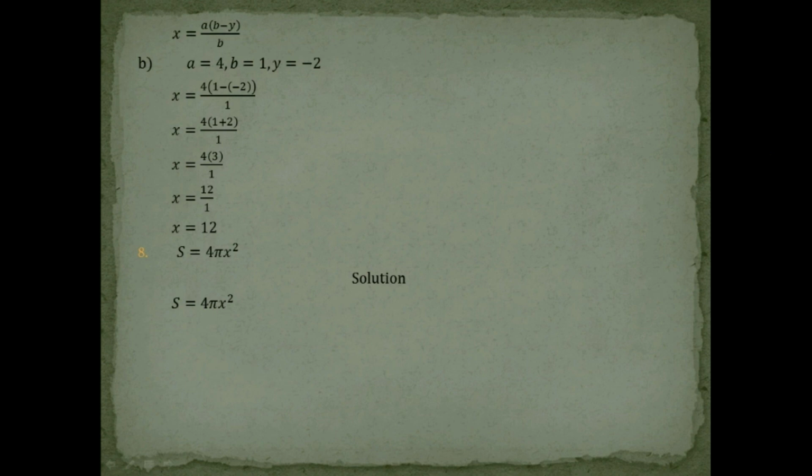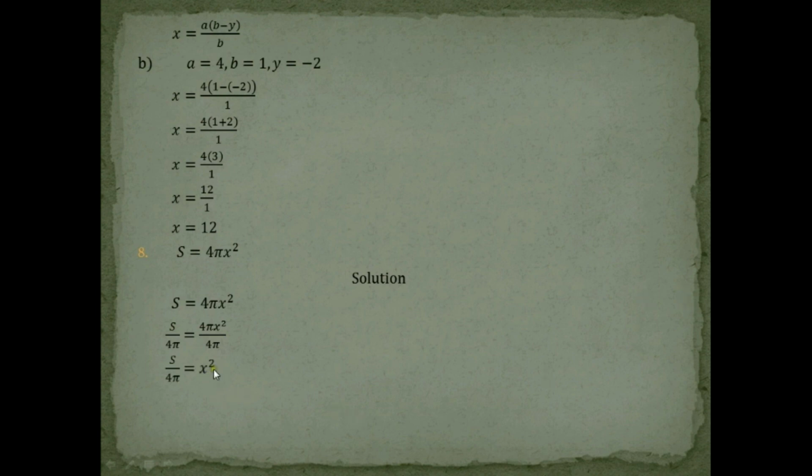So how do you eliminate that? By dividing both sides by what? 4 pi. If you divide both sides by 4 pi, 4 pi is going to cancel 4 pi. So you'll be left with x squared right there. Then we're having s over 4 pi here. Then s over 4 pi is going to be equal to x squared.